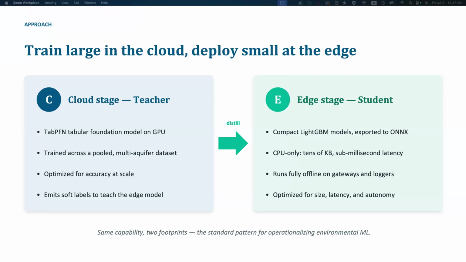Basically, it's a compact LightGBM model exported to ONNX. These run on CPU only, just 10 kilobytes with sub-millisecond latency. They run fully offline on a gateway or in a field logger. So it's the same capability in two footprints: the heavy, accurate model where you have the resources, and a tiny, fast surrogate wherever you actually need the answer.